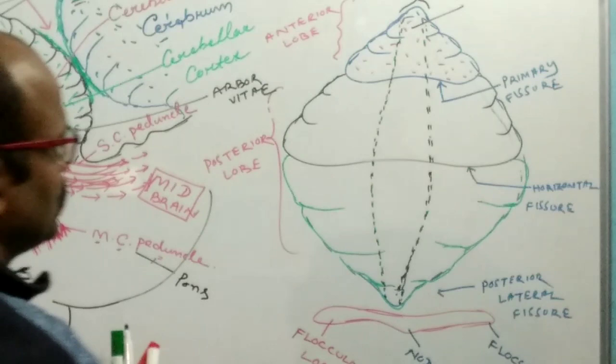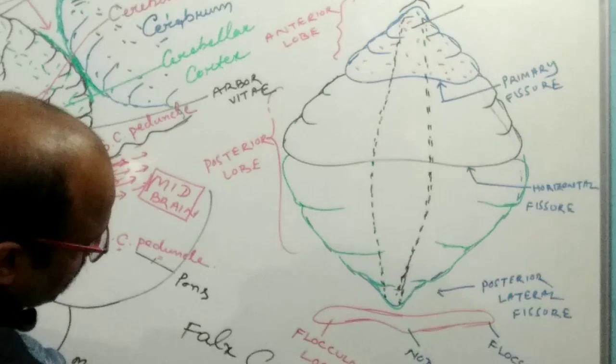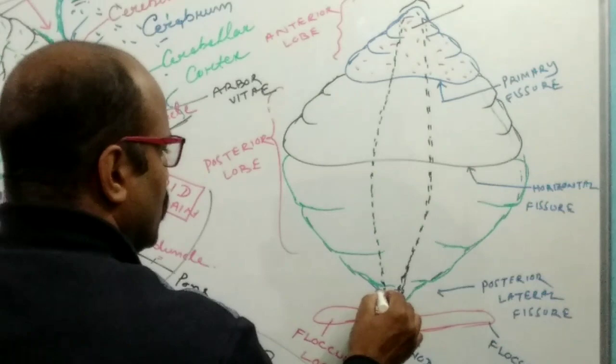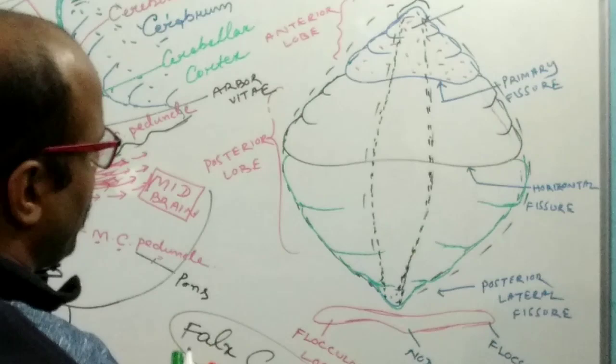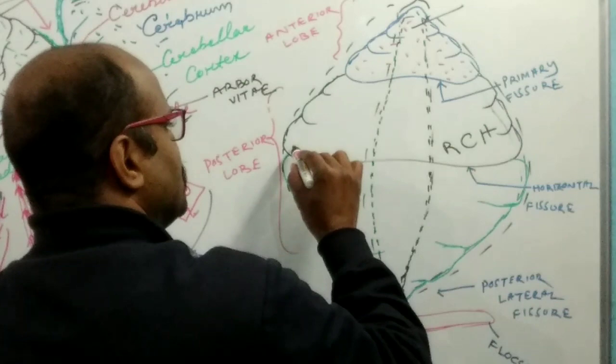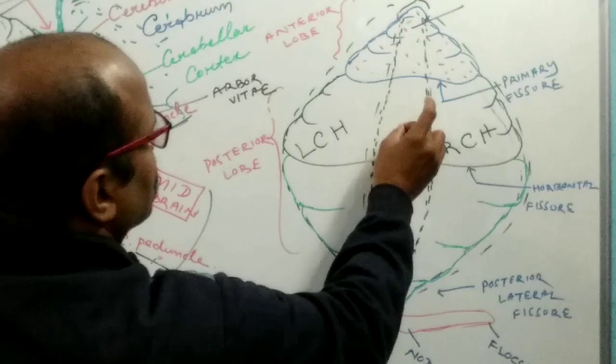Because of the presence of a sagittal groove known as the falx cerebelli, the cerebellum is divided into two lateral lobes: the right cerebellar hemisphere and the left cerebellar hemisphere. Both hemispheres are connected by the middle unbranched region. This is known as the vermis, or the central axis.